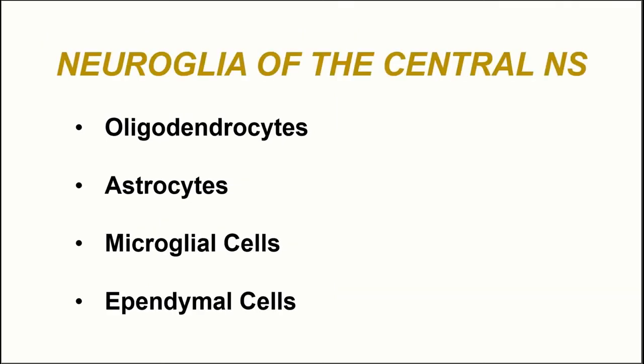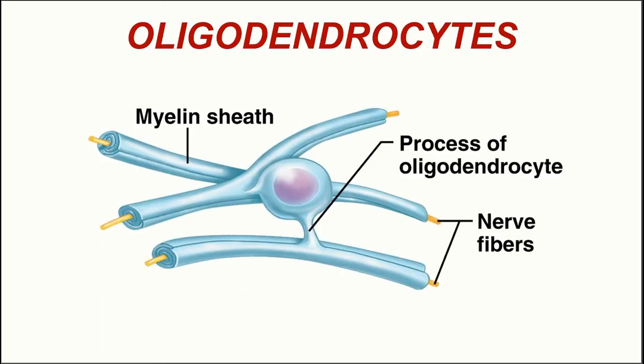So let's start with the neuroglia of the central nervous system. These are going to be the neuroglia that are found within the brain or within the spinal cord. And there are four types of neuroglia that are found within the central nervous system. There are the oligodendrocytes, the astrocytes, the microglial cells, and the ependymal cells. So let's start with the oligodendrocytes.